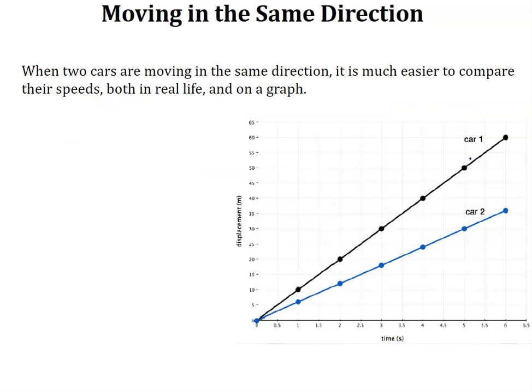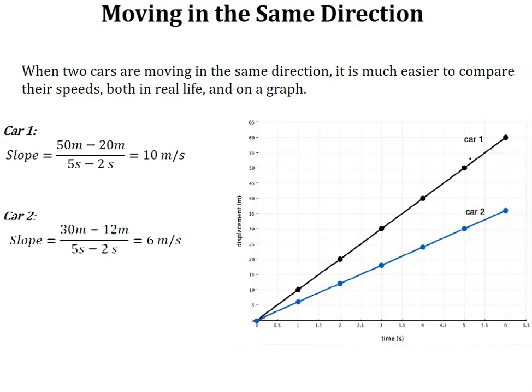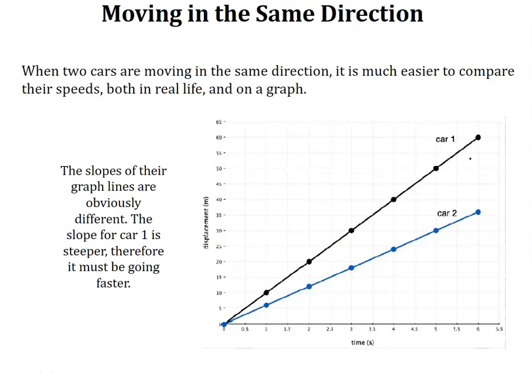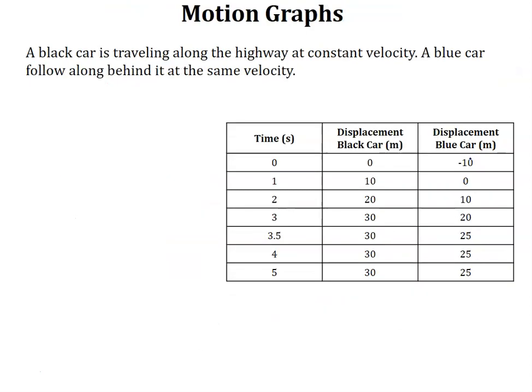When the two cars are moving in the same direction, it's much easier to compare their speeds, both in real life and on a graph. So I can calculate the speed of car 1. Finding the slope, it will be 10 meters per second. For car 2, it's going to be 6 meters per second. The less steep the slope, the slower the car. The steeper the slope, the faster the object is moving. The slopes of their graph lines are obviously different. The slope for car 1 is steeper, therefore it must be going faster.